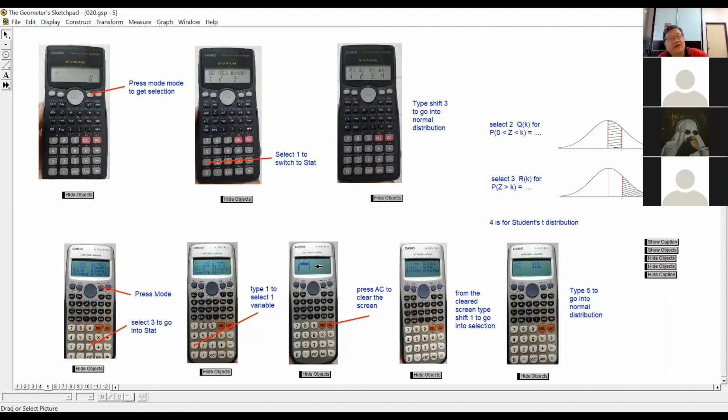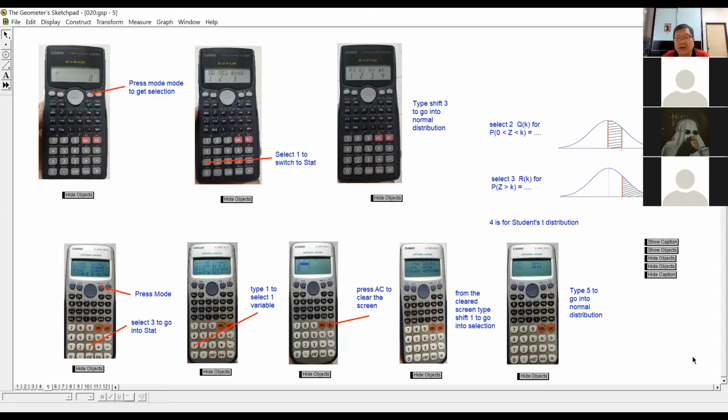Then this screen comes out. This screen is actually for you to enter data to find the mean, median, mode. We don't want to enter data, so you press AC to clear it. Then you press shift 1, and it will display this. What you want is distribution, so you type 5. Once you type 5, you get this display here.